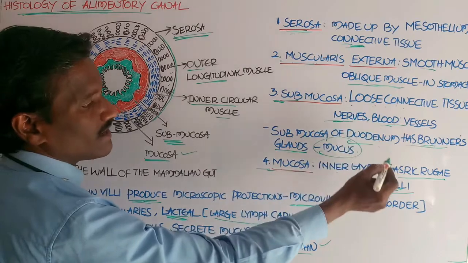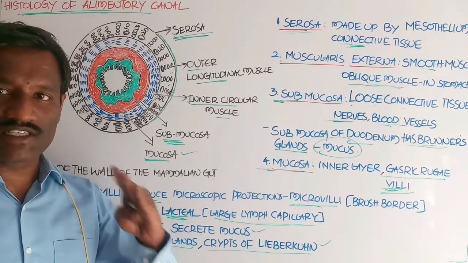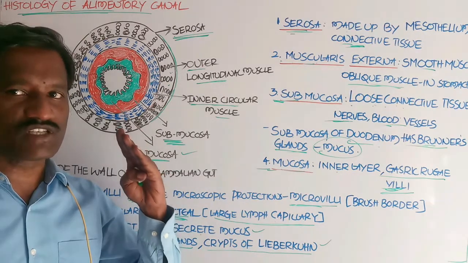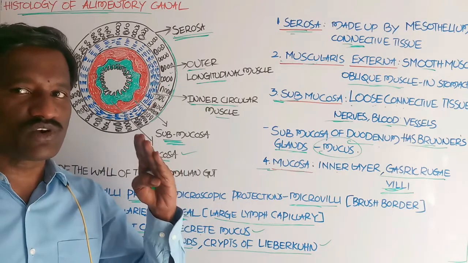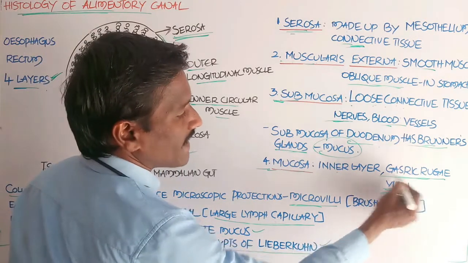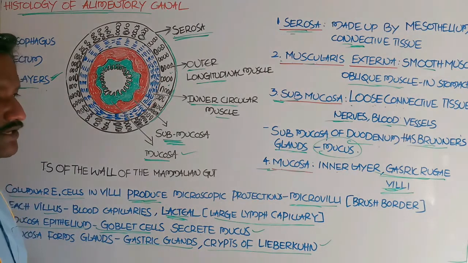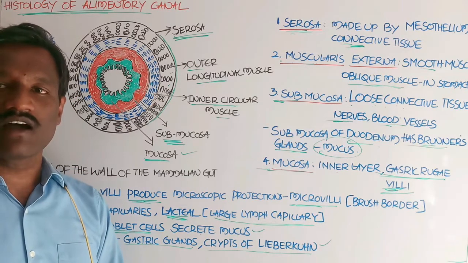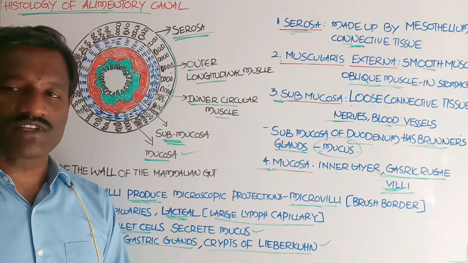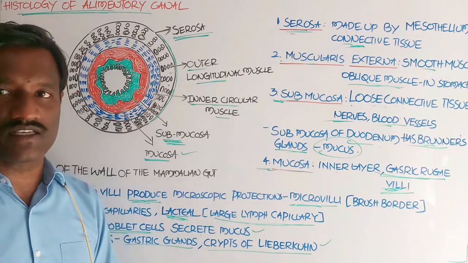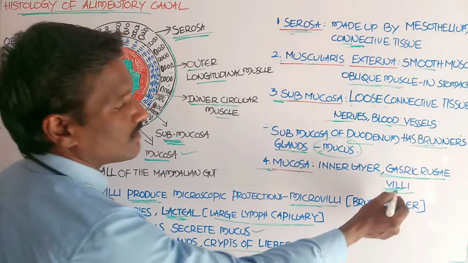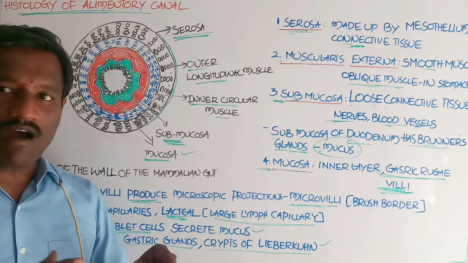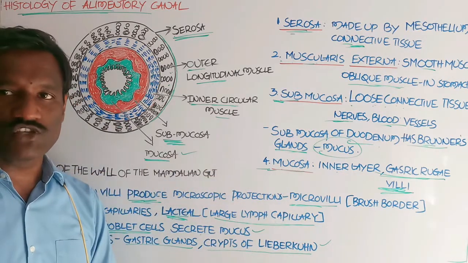Okay, students, now we enter the fourth layer, the innermost layer, that is the mucosa. If you observe the inner layer of the stomach, the mucosa forms longitudinal folds. These are called gastric rugae. In the small intestine, the mucosa layer forms small finger-like projections called villi, which project into the lumen of the small intestine.